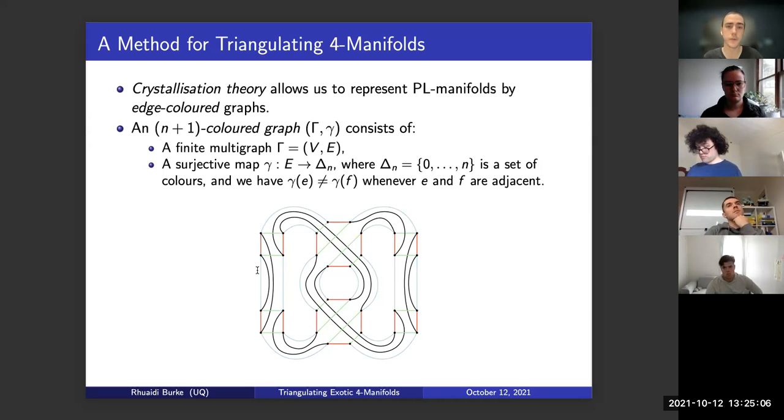This is called crystallization theory, and it allows us to represent PL manifolds by edge-colored graphs. For me, in this setting, an edge-colored graph is a finite multigraph. So I allow multiple edges coming out of the same nodes, but no loops, and a surjective map from the edges into a set of colors where no two adjacent edges have the same color. Here's an example of what I'm thinking of when I say a colored graph.